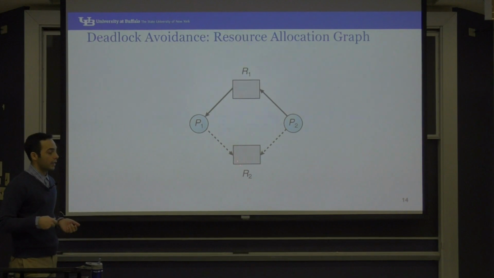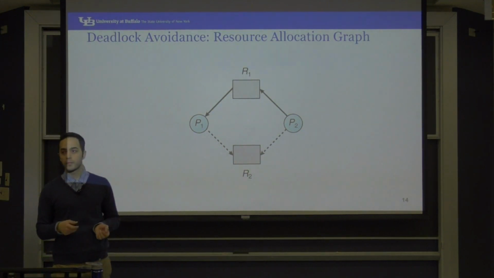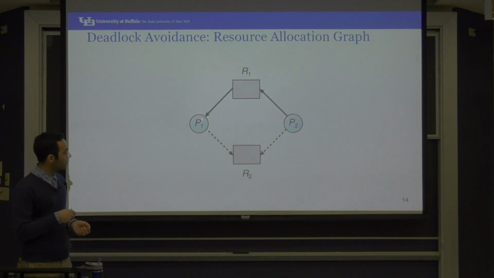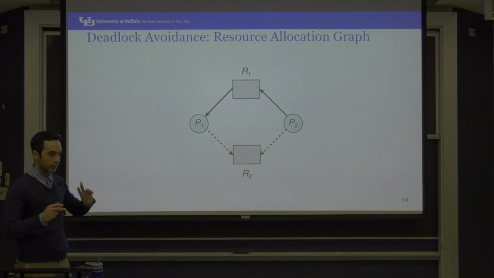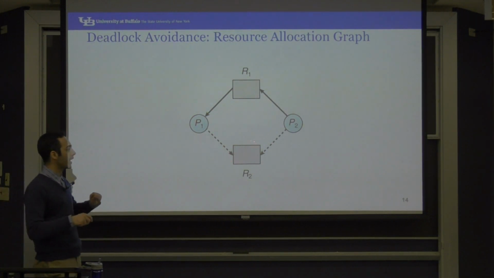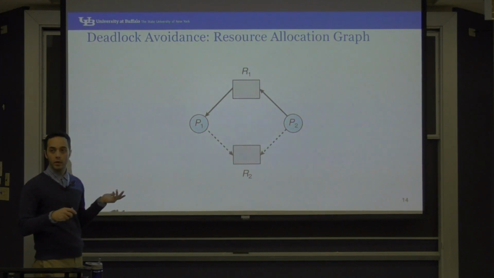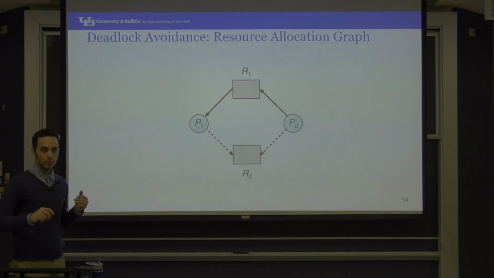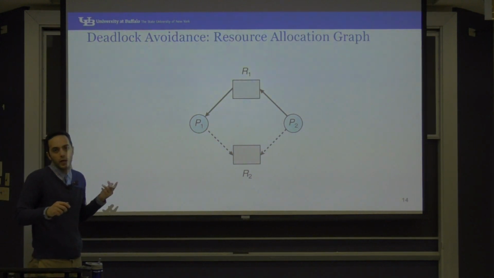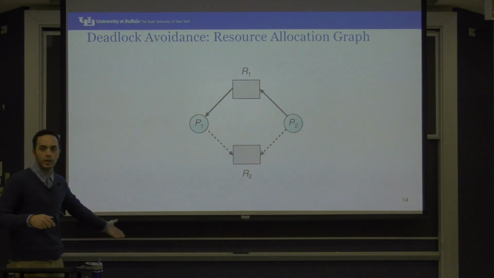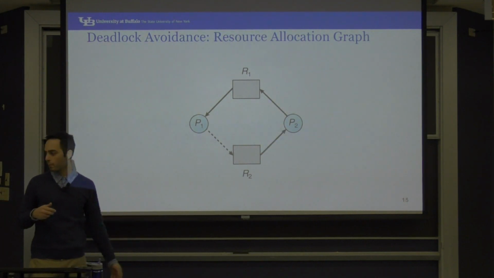If P1 requests R2, how about that? Should it be granted or not? Is there any problem? If P1 requests R2, then it will become a solid line. The system can basically imagine: if I allocate R2 to P1, then the arrow would be like this, and then there's no circular wait, no cycle in the graph. So it's fine. We are still safe, so the system can allocate that. All right? But not to P2.